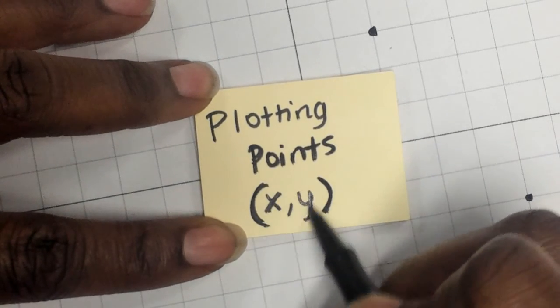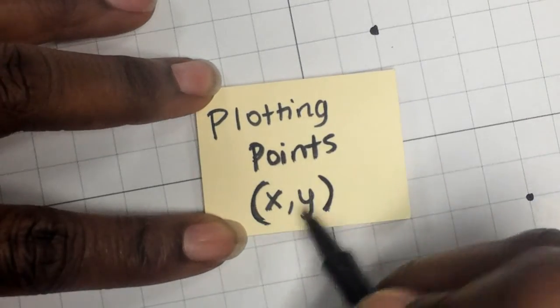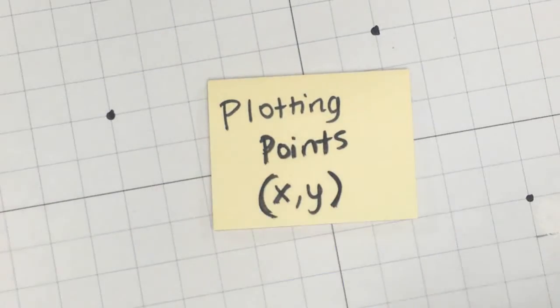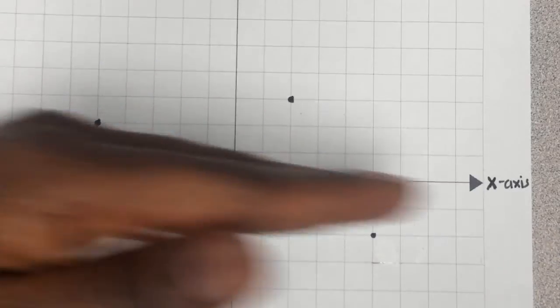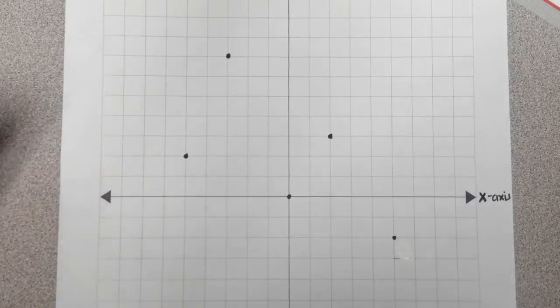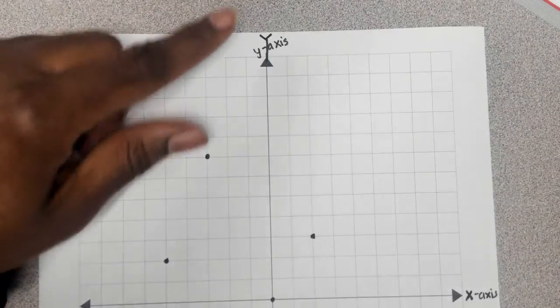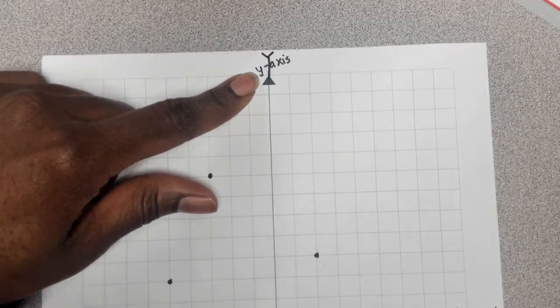If you know your alphabet, A, B, C, all the way to W, X, Y, Z, it's in alphabetical order, X, comma, Y. You also need to know that your x-axis is the horizontal axis. Horizontal is another key word to know. Horizontal lines go side to side, left to right. And then your y-axis is your vertical axis, which goes up and down.